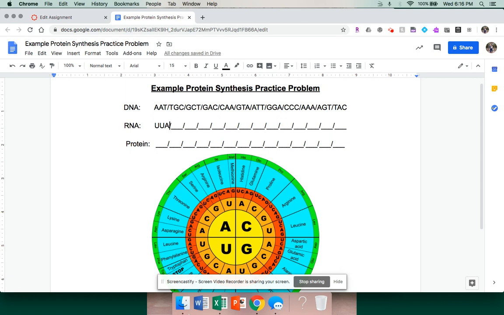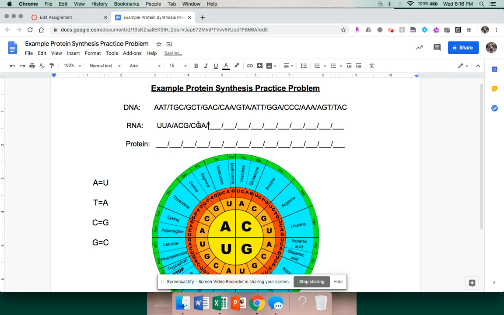If you need to, take a second and put a little cheat sheet somewhere down here on the side: A equals U, T equals A, C equals G, G equals C. Now I'm going to go on to my second one: delete, delete, delete, and see T must go with A, G with C, C with G. And now I'm going to continue across, filling in each of my codons.